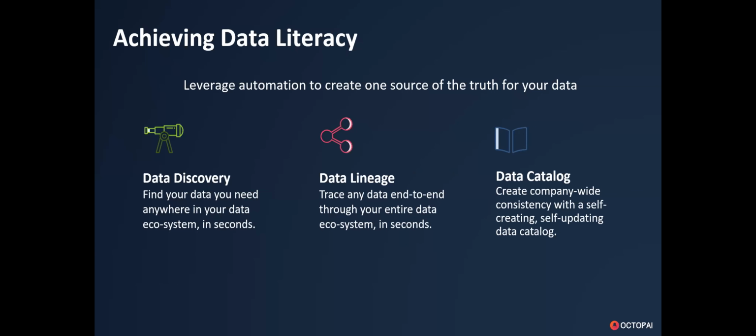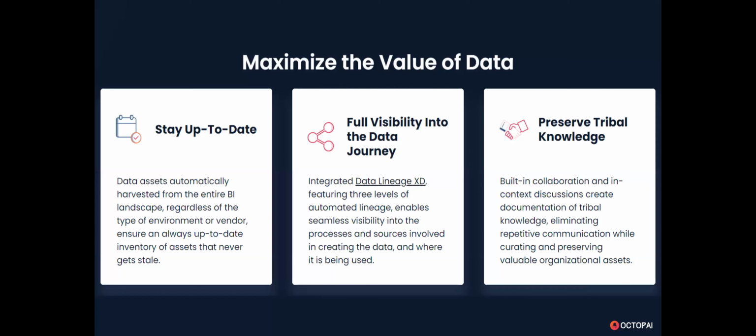We're talking about the data catalog, which is the company-wide consistency, which self-creates and updates, which is also collaborative and enables really cultivating that data-driven mindset within all the different data citizens. We're talking about maximizing the value of data through 3 main features. We're talking about making sure it's always up to date. We achieve this through automation. We harvest the different assets and all the metadata from the entire BI landscape automatically.